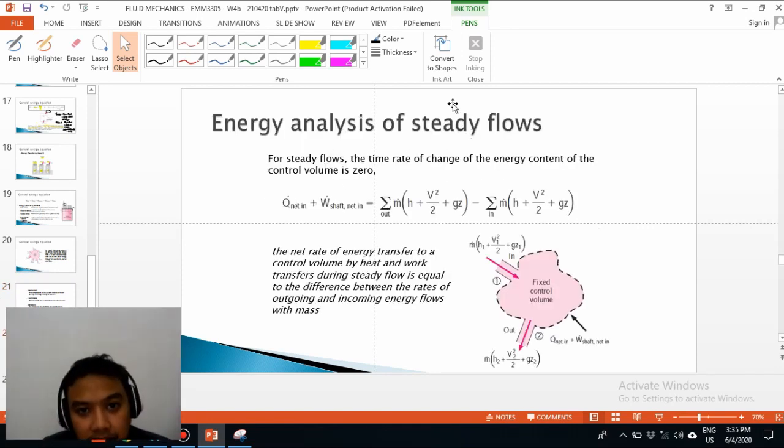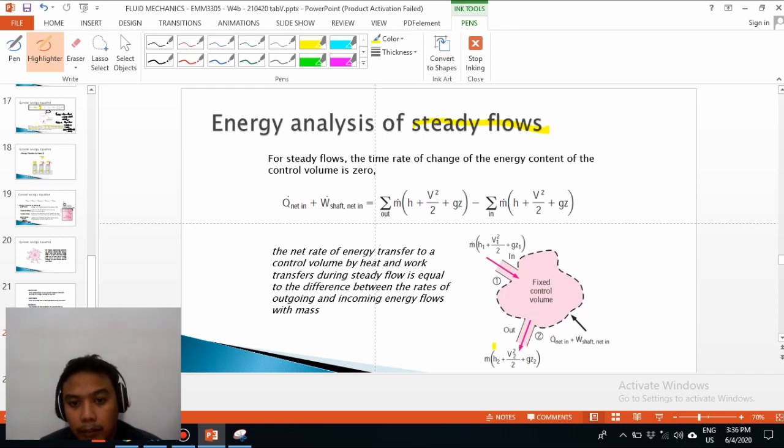Okay. For the energy of steady flow, this is focused on steady flow. The time rate of change of energy content of the control volume is 0. So for steady flow, the delta E should be 0. So Q dot net in plus W dot shaft net is equal to the summation of output minus the summation of input. Okay, this is the formula. For example, you have a fixed control volume. The Q dot in, meaning the energy from heat and energy from work going inside, should be the same as the summation of all the energy out due to mass, minus all the energy in.